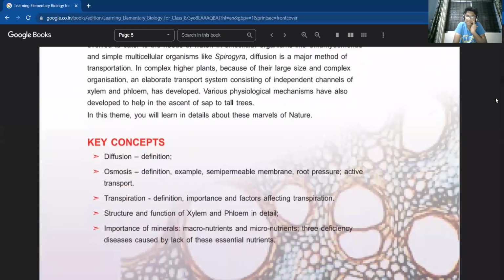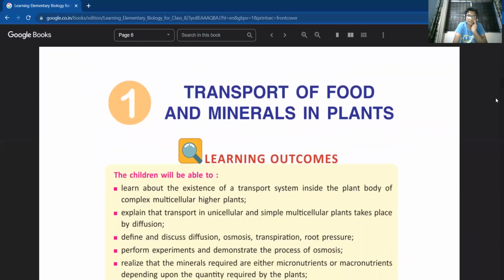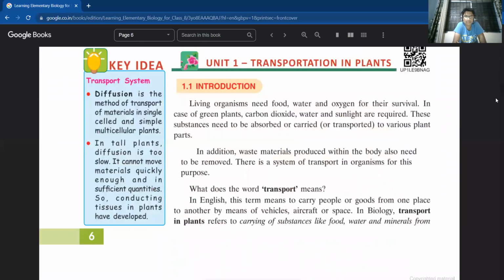I'm accessing this part of the book from Google Books. If you want, you have to buy the whole version. For me, we can only access the first 28 pages. So I'll be starting with the first chapter, transport of food and minerals in plants. So let's start. It's written, transportation in plants.